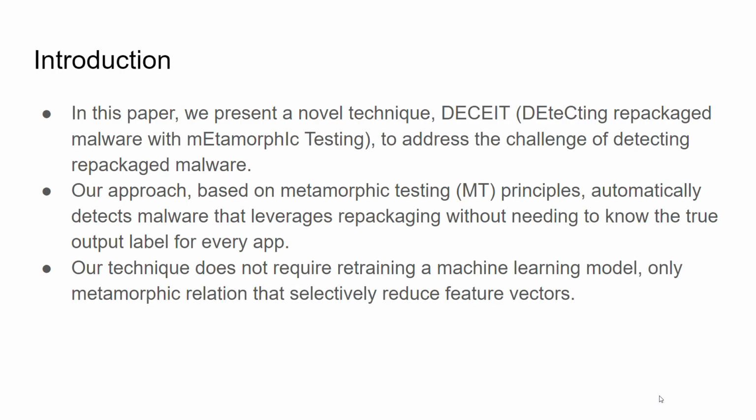In this paper we present a novel technique, DeceiT, to address the challenge of detecting repackaged malware. Our approach is based on metamorphic testing principles, which automatically detects malware that leverages repackaging without needing to know the true output label of every app. Our technique does not require retraining a machine learning model, only a metamorphic relation that selectively reduces feature vectors.